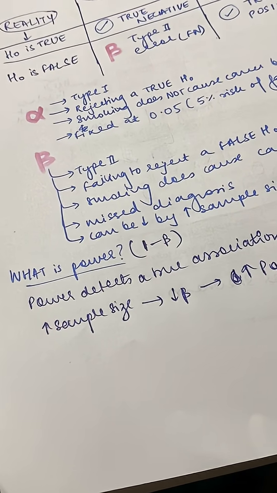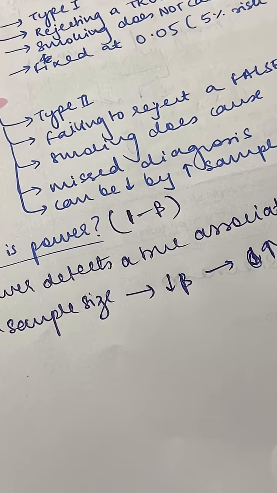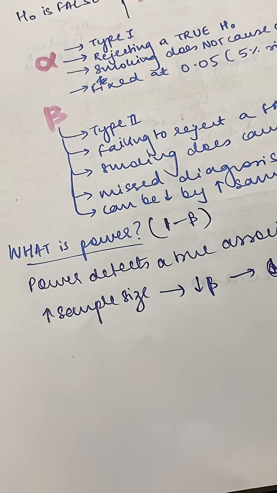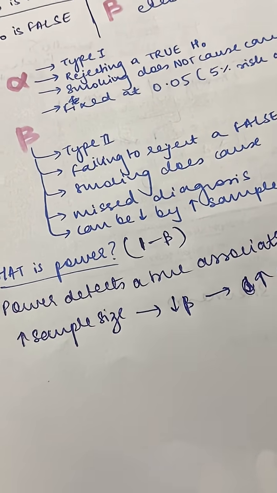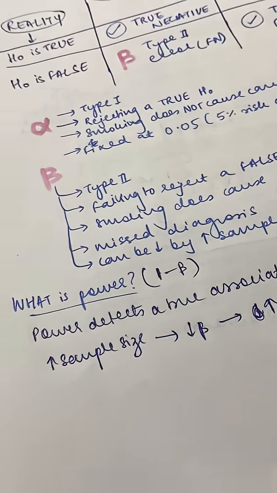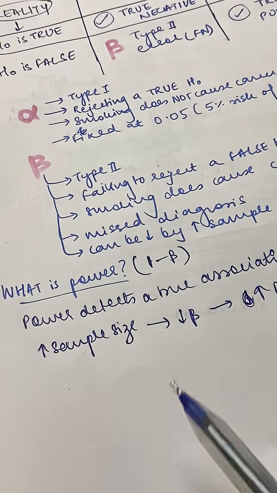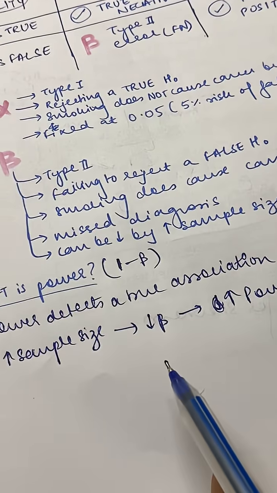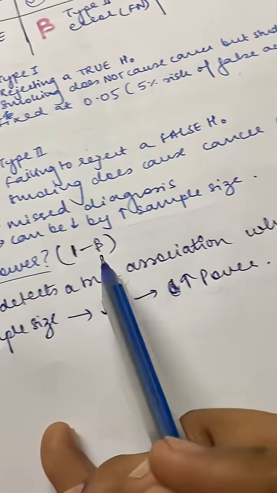What is the power of a study? Power is essentially 1 minus beta, or type 2 error. So listen, we know that smoking causes cancer. The power of a study tells you how accurately that particular study can actually prove that smoking causes cancer. So when you increase the sample size, I told you type 2 error, or beta, decreases. So when beta decreases, obviously power will increase.